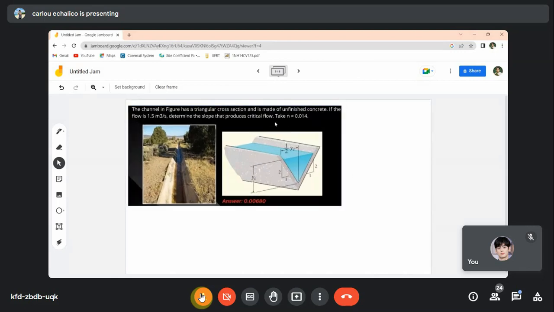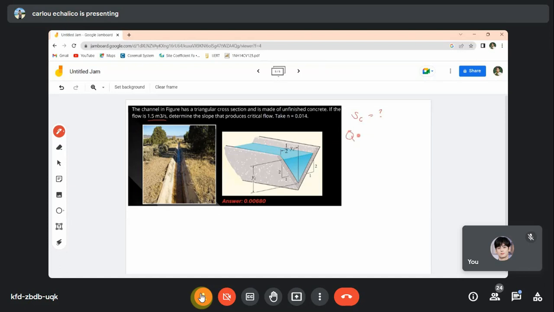Okay, next problem. So, a channel in the figure is triangular cross-section made of unfinished concrete. If the flow is 1.5 meter cube per second, determine the slope that provides critical flow. So, ibig sabihin, ang ipakita is ang slope S. Ingon niya, ang i-consider nimo is ang critical. So, critical depth ang iyang gihatag, so kung makuha slope ani, critical slope po.